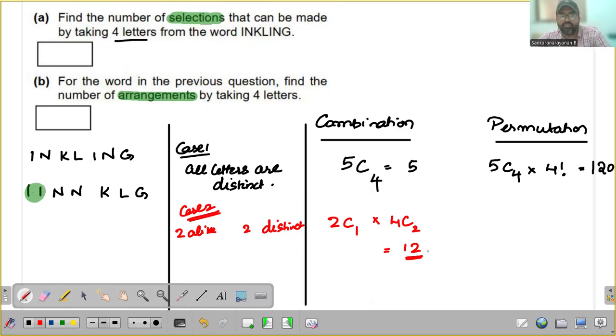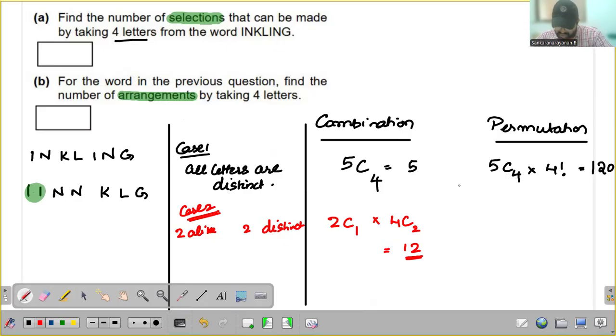I hope this is clear to you. Okay. So 2 alike. It may be either I or it may be NN. Those 2 are alike. So the ways you can decide them is equal to 2. Suppose I go ahead with II. Now, the two distinct ones you are selecting may be NK, NL, NG, KL, KG, LG. So that's what I was trying to tell you. So 4 into 3 by 1 into 2, 6 it comes. 6 2s are 12, 12 altogether. You got it. So that is what the selection corresponds to for two alike and two distinct.